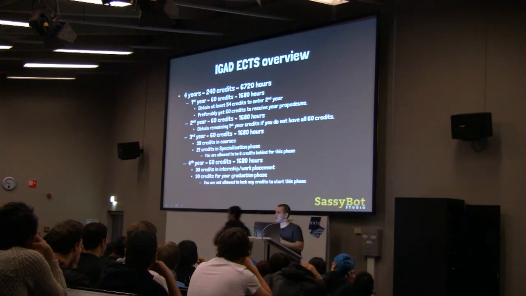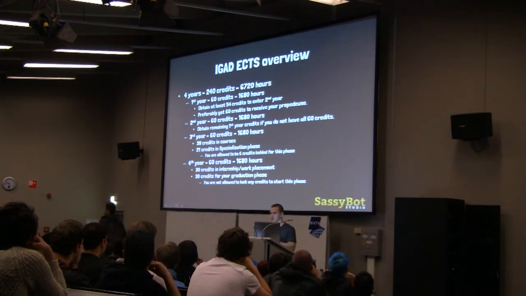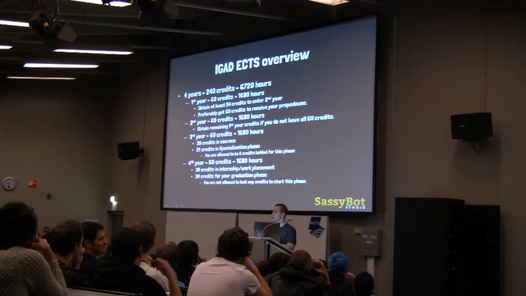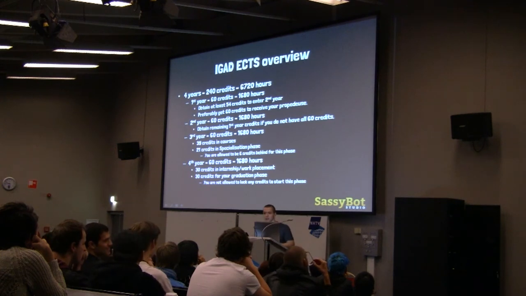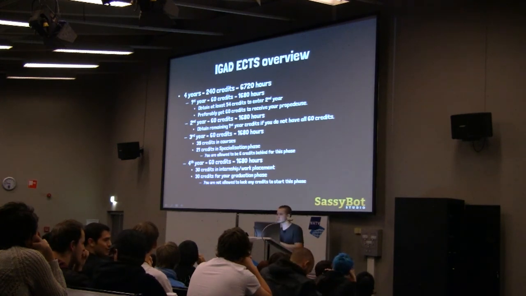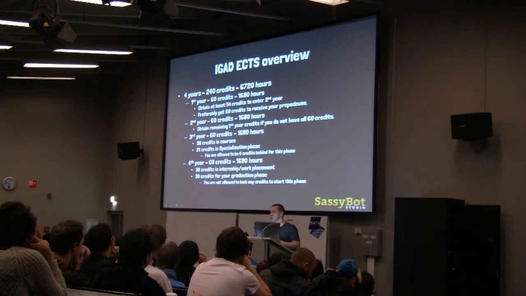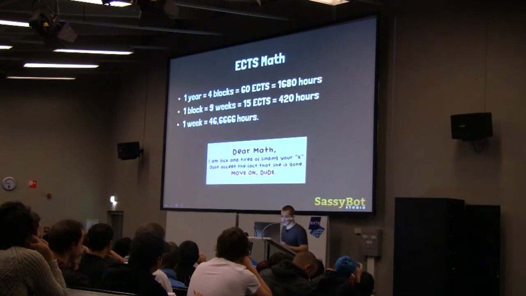So the third year is a bit of a split. It's partially courses, partially specialization phase, and in the last year, it will be a 50-50 split between internship, so work placement, and your graduation phase, which should be like a graduation project. And you're not allowed to have any credit deficit in order to start that one, so keep that in mind.